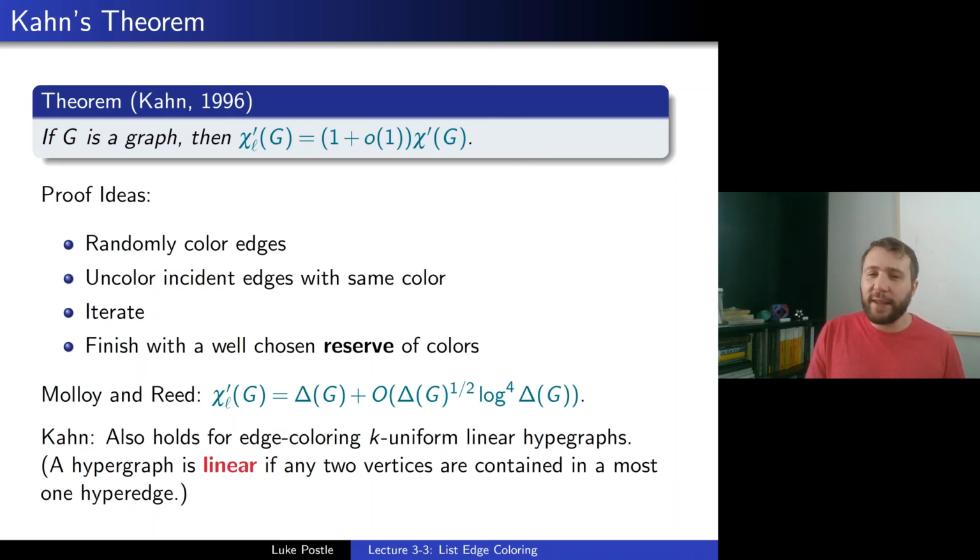I should also mention that Kahn proved his theorem for hypergraphs, at least for linear hypergraphs. I won't get into that here, maybe we can come back to it later, but it holds when edge coloring what are called k-uniform linear hypergraphs, where the edges have sets of size k instead of 2 as you have for graphs. A hypergraph is linear if any 2 vertices are contained in at most 1 hyperedge. That's the equivalent, for hypergraphs, of being a simple graph. So he extended that to edge coloring k-uniform linear hypergraphs. That's about where we'll stop.